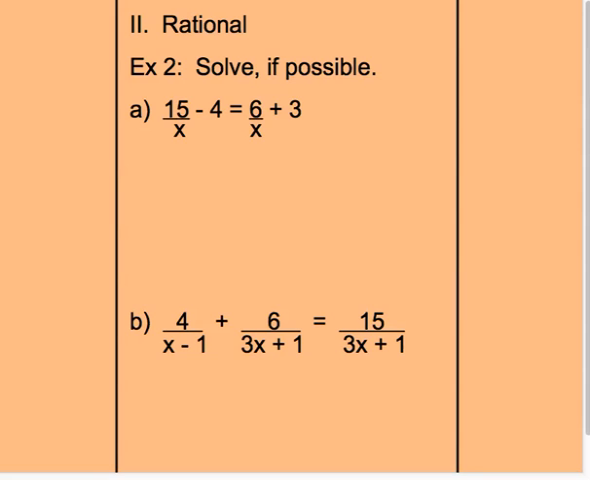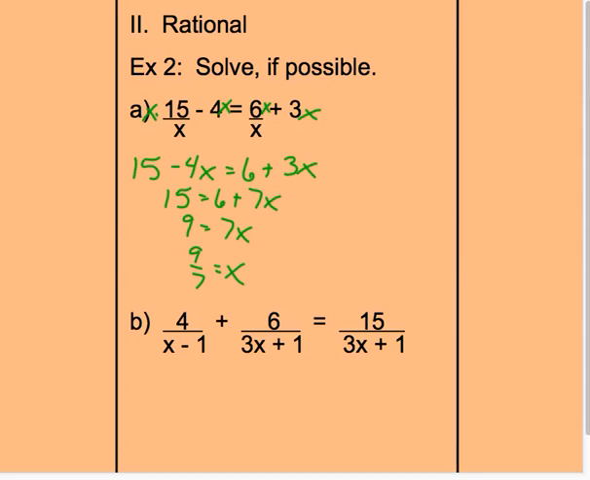So if we multiply everything by the common denominator, that will get rid of our fractions. So we're going to multiply every term by x. So what happens on our first term is it cancels, leaving us with 15 minus 4x equals 6 plus 3x. Combining our like terms, I'm going to add 4x to both sides, subtracting 6, and dividing by 7.